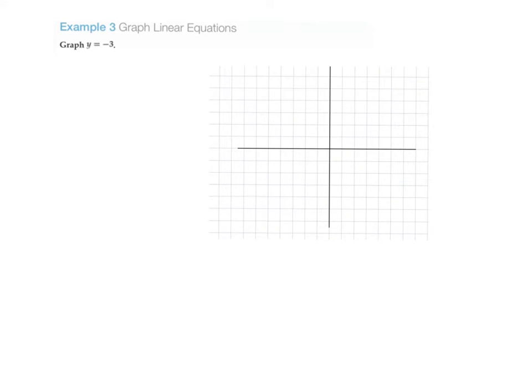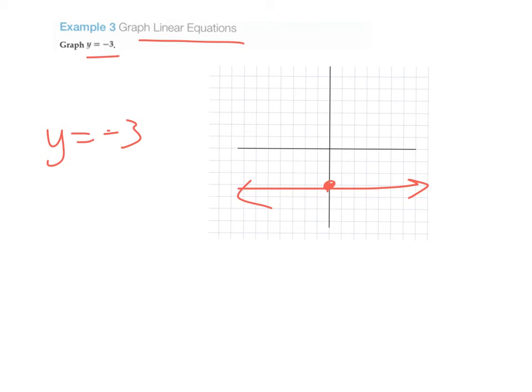Probably the most difficult graphing equation is when we just have one letter. In this case, we have y equals -3. We have no slope, we just have -3. So we go to the y at -3. Because we have no slope there, this is just a horizontal line.